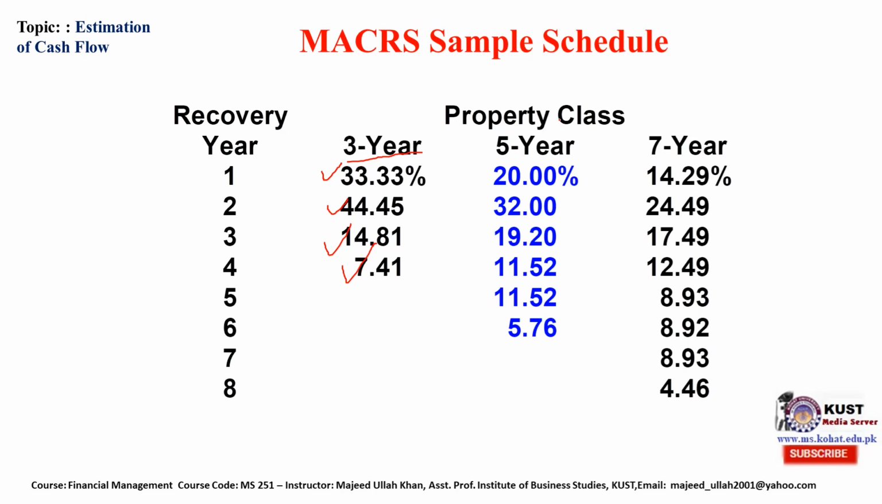If the asset you buy falls in the 5-year property class, we will charge 20% depreciation in the first year, 32% in the second year, 19.2% in the third year, 11.52% in the fourth year, 11.52% in the fifth year, then 5.76% in the sixth year. If your property falls in the 7-year property class, we will charge depreciation according to this schedule. No method is involved in calculating the depreciation; this schedule will be used to calculate it.